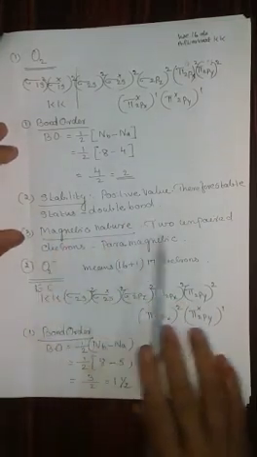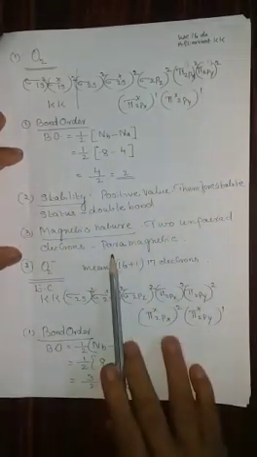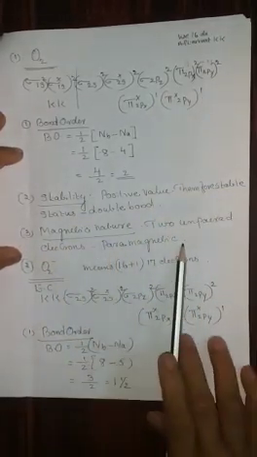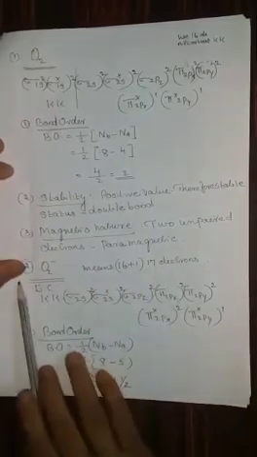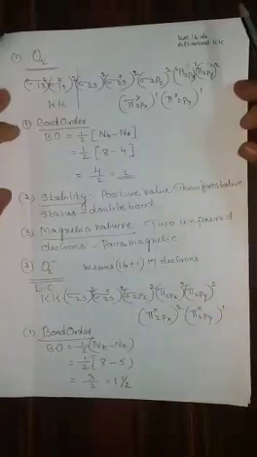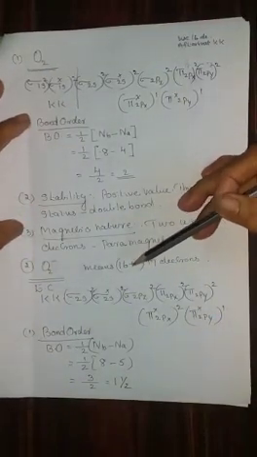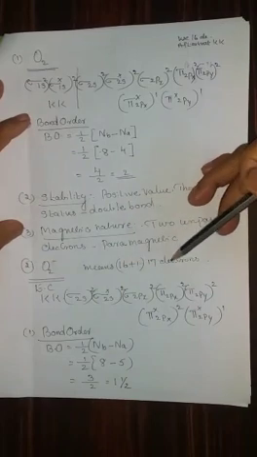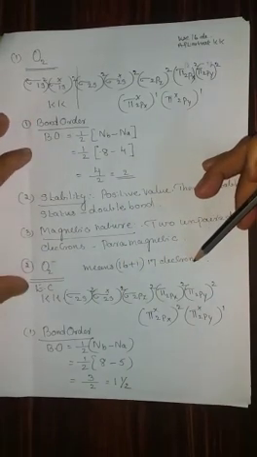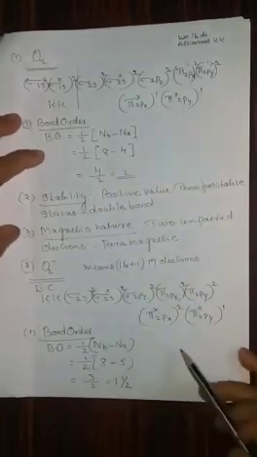3. Magnetic nature: here these two are unpaired, therefore O2 is paramagnetic. Now the next one, O2 minus. O2 minus means 1 electron is extra. That means added: 16 plus 1, that means 17 electrons. Therefore you have to accommodate 17 electrons in the electronic configuration.